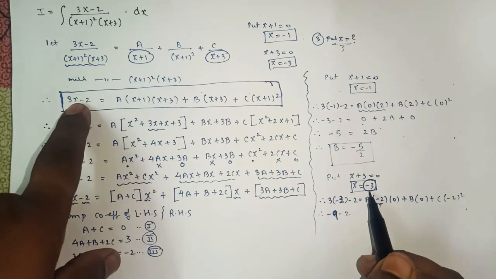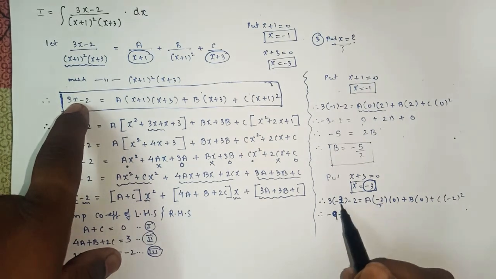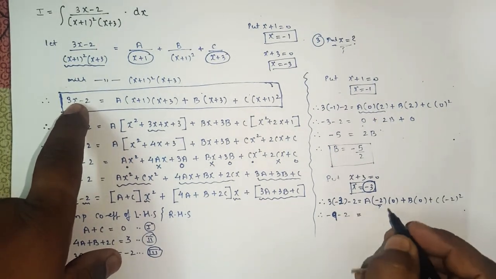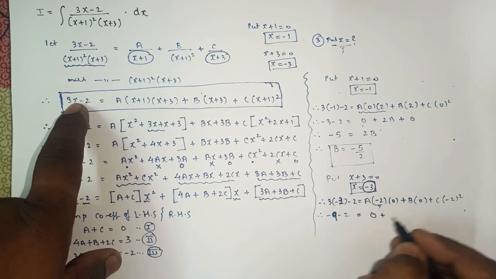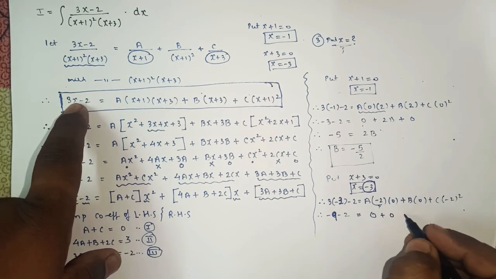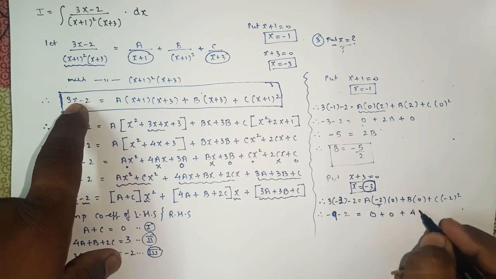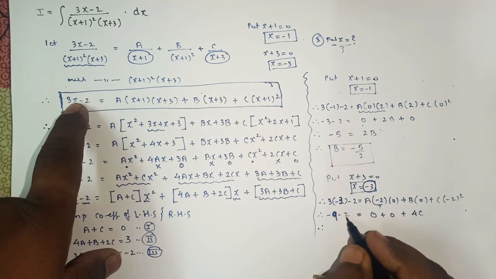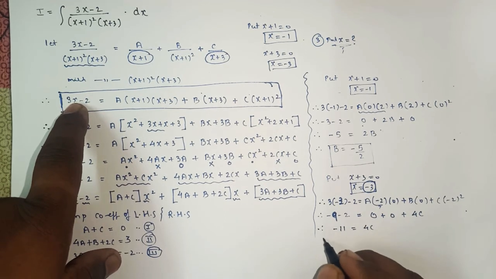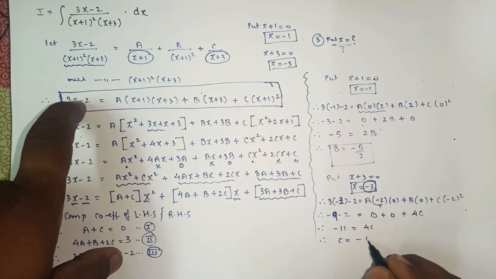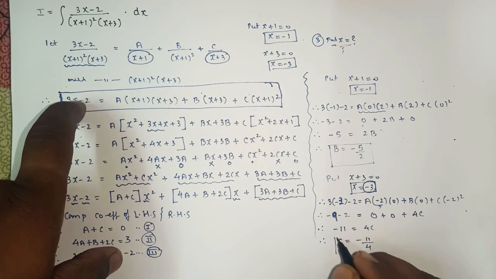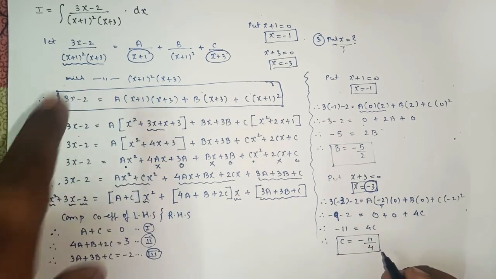So here if you write minus 3, then 3 into minus 3 will be what? Minus 9. Okay. Here 0 into any number will be 0. Minus 2 square is 4, so here you will get 4c. So minus 9 minus 2, that will be minus 11 equals 4c. So you will get the value of c as minus 11 by 4. So here we got the value of the second alphabet.